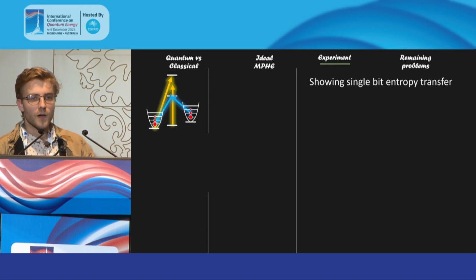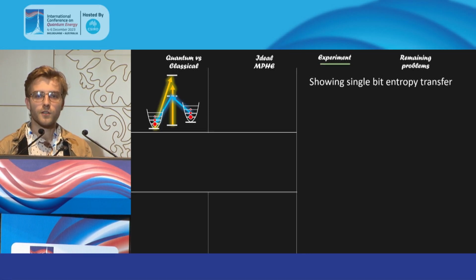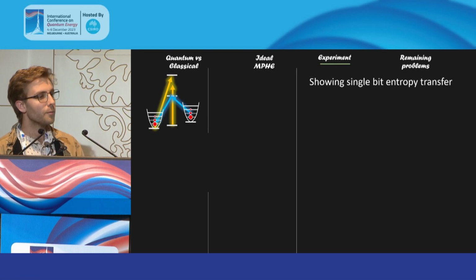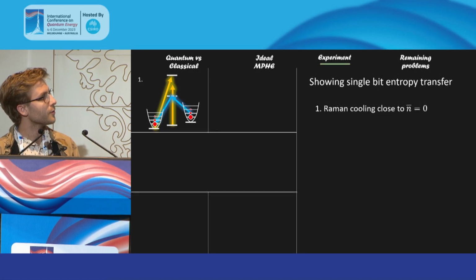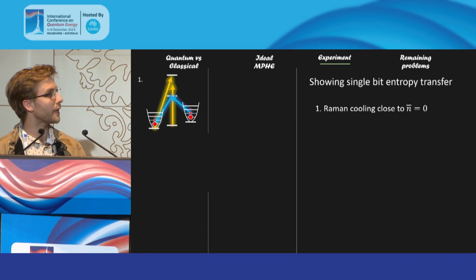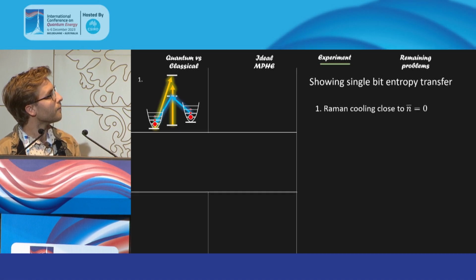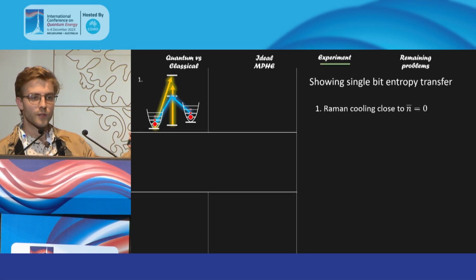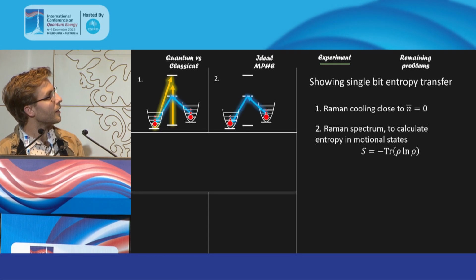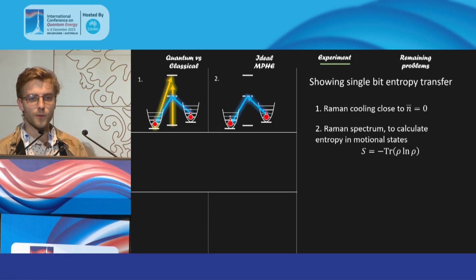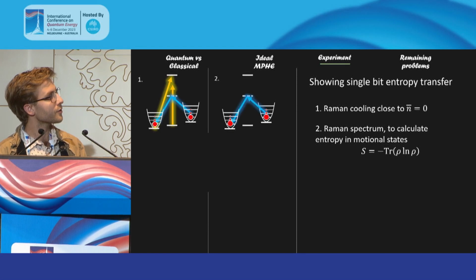Our main experimental things that we want to do to show this proof of concept is to first show that a single bit of entropy transfers from the motional states into the spin states. We can do that by doing Raman sideband cooling, which cools the ion hopefully down to the ground state or close to it, which in terms of entropy lowers the entropy down to a minimum. Then we do Raman spectroscopy to calculate the actual entropy left in the motional states.